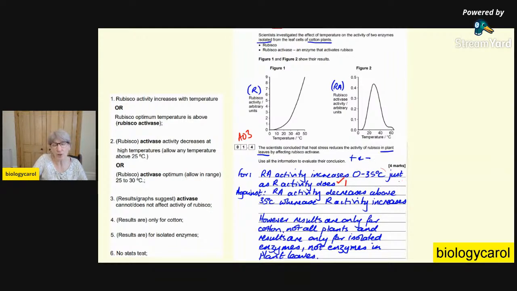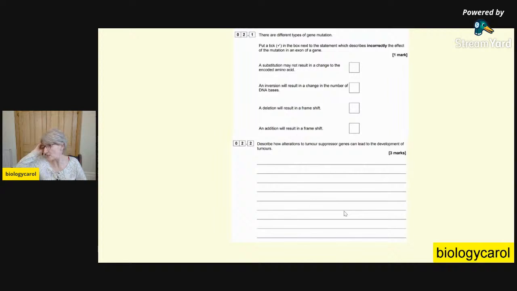So as it is, I got mark point 1 because Rubisco activity increases with temperature, and I got mark point 2 because Rubisco activase activity decreases at high temperatures, allow any temperature above 25 degrees. Well, I read the graph, so, you know. However, look, the rest of the mark points are either about critiquing the data or noticing that no stats test was done. Now, I didn't go down that route, but I could have done. So I therefore got all 4 marks for that question.